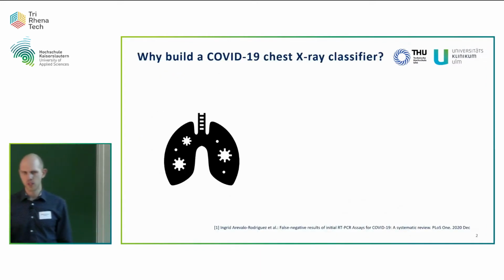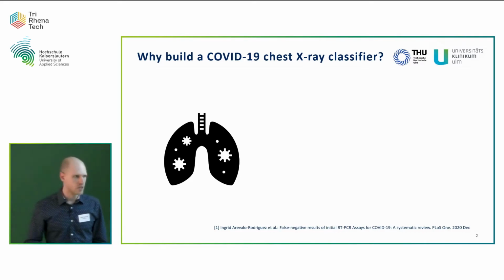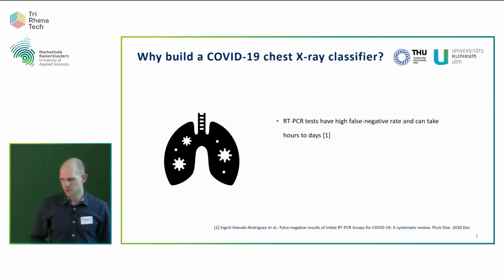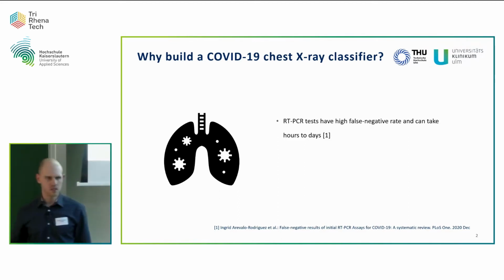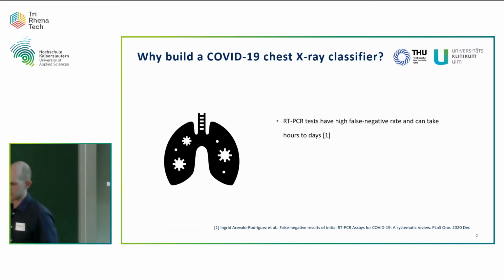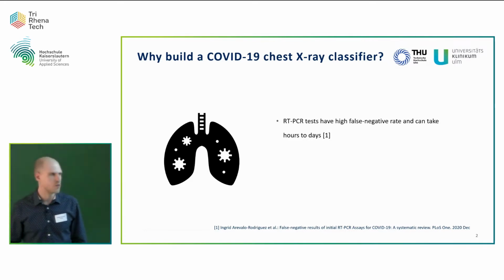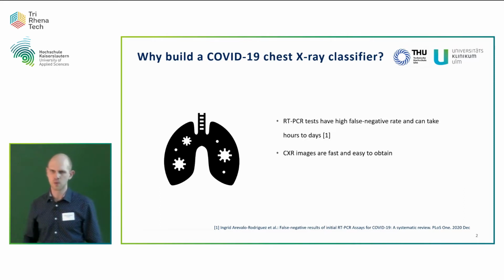So we are obviously building a COVID-19 chest X-ray detector based on deep learning, of course. I'm posing the question for a start, why is this even a good idea? The reason is the tests that are usually being done for COVID-19 are the PCR tests that you all probably know, and they have a rather high false negative rate, and they take a long time to be done. So the X-ray images would be a fast and easy to obtain alternative.